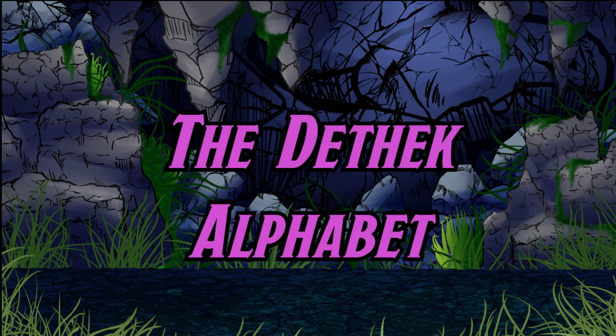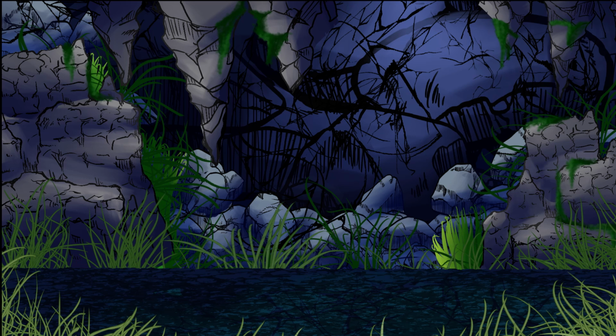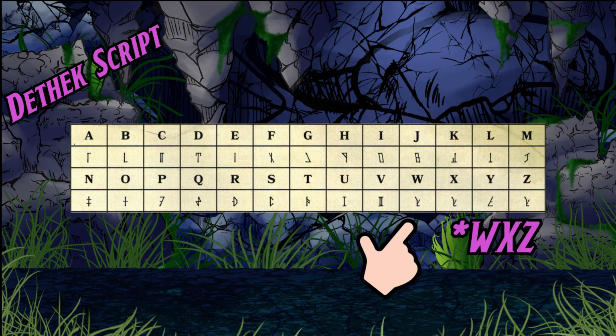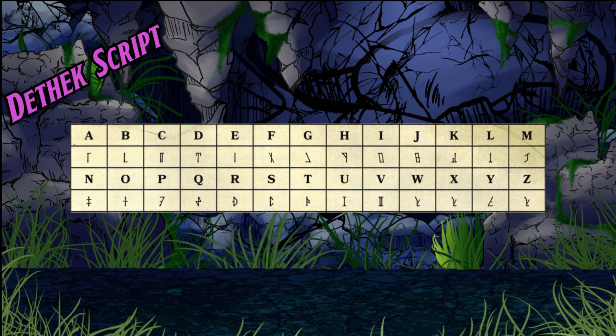The alphabet. So, the thing I set out to learn was how the Dwarvish alphabet worked. So here's what I learned so far. The alphabet is called Dethek script. It consists of 24 characters, or rather runes, that look like this. Note that the rune for W, X, and C are the same, all covered by one rune. So since all three letters share the same rune, one would assume that Y is the final letter of the Dethek alphabet, as W, X, and Z are already represented by this rune.